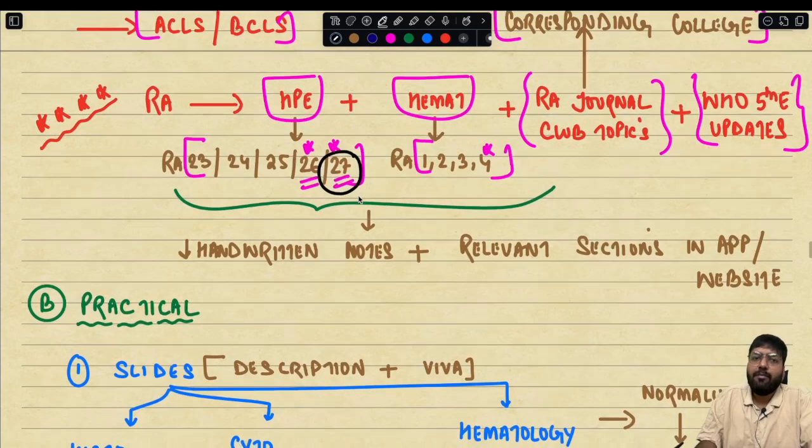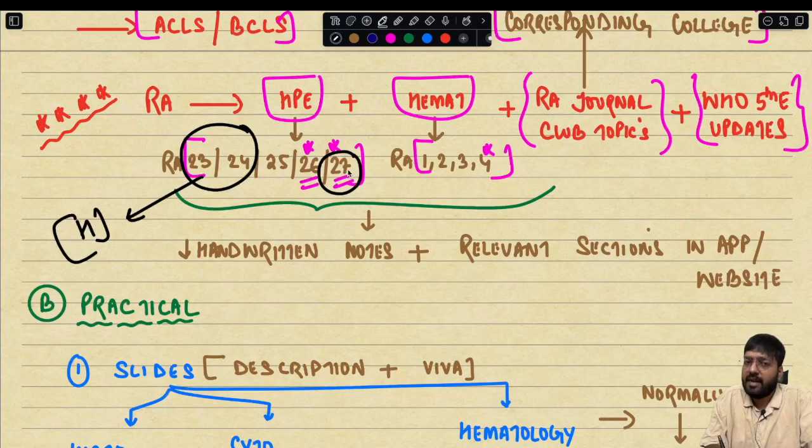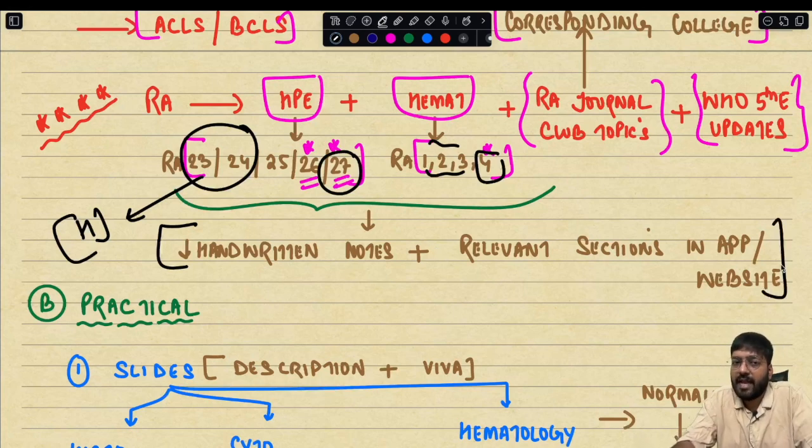Okay, so very importantly you have to remember, in the application the RA 23 and 24 are given under the handwritten notes section, whereas the RA 26 podcast and RA 27 are discussed separately. Similarly, the recent advance hemat 4, the fourth one, is given separately, and important topics from 1 to 3 have been discussed elsewhere in the hematology section, whereas recent advance hemat 4 is discussed separately. Okay, so all these topics you will find under the handwritten note section, and along with that in the relevant sections in the application or in the website. Only RA 27 is a new addition over here.